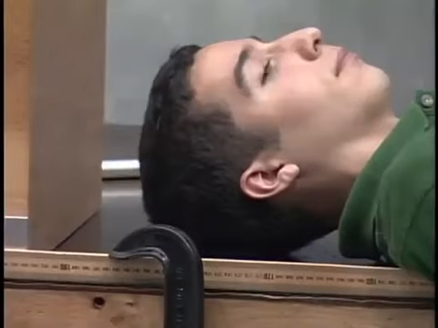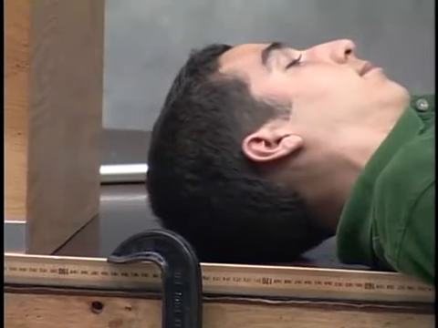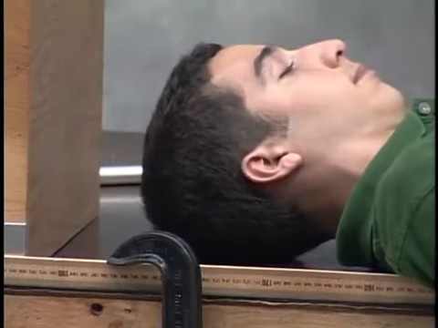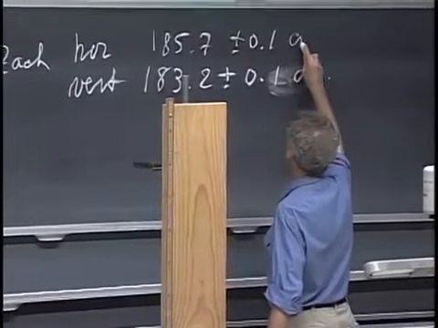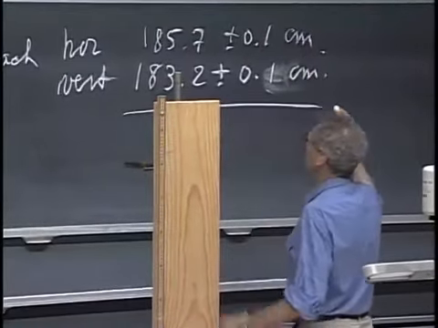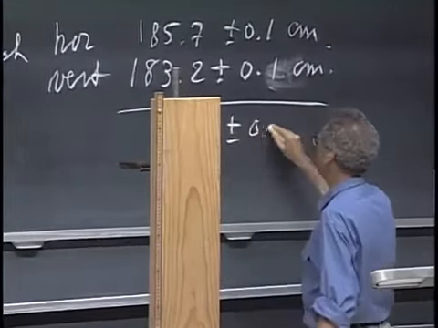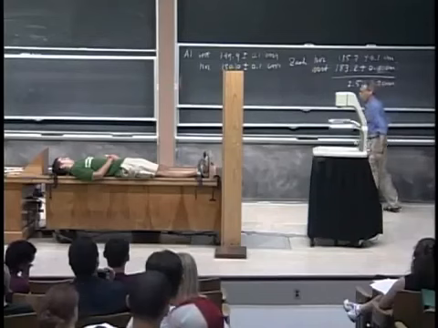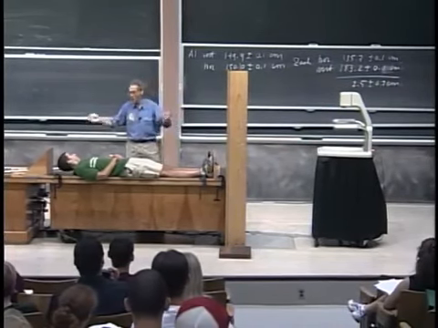185.7. Stay where you are. I want to first make the subtraction, right? 185.7 plus or minus 0.1 centimeter. That is 2.5 plus or minus 0.2 centimeters. You're about 1 inch taller when you sleep than when you stand up. My grandmother was right. She's always right.